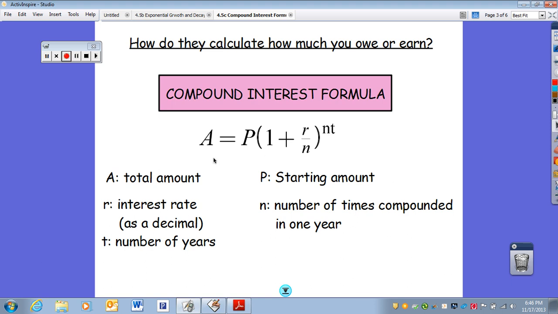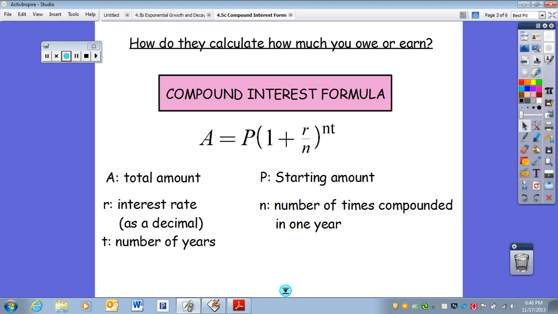The compound interest formula reads A equals P times the quantity 1 plus R divided by N, to the NT power. A stands for the total amount that you will have. P stands for the starting amount that you either borrowed or put into the bank. R is the interest rate, and we will be writing it as a decimal. N is the number of times that your investment or loan is compounded in 1 year. And then T stands for the number of years.